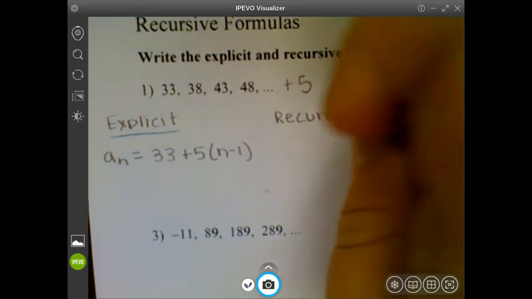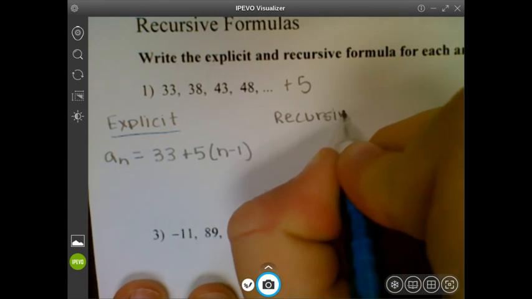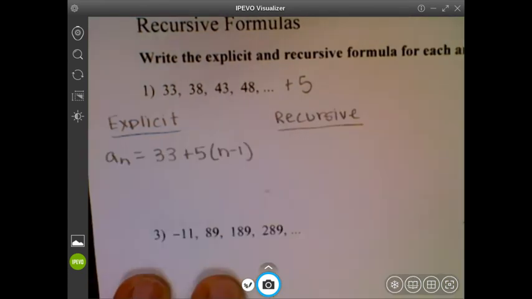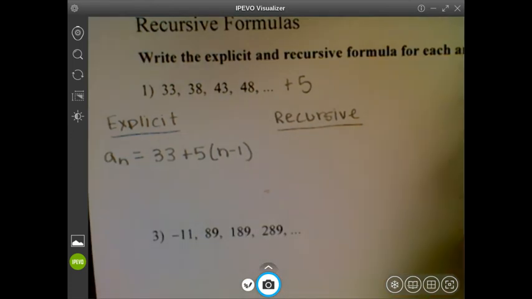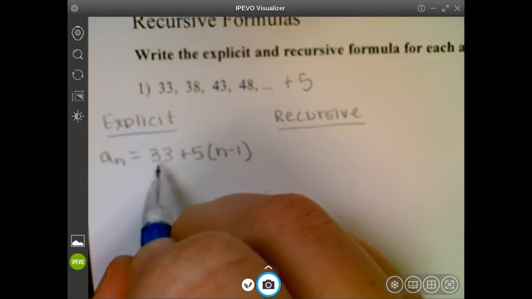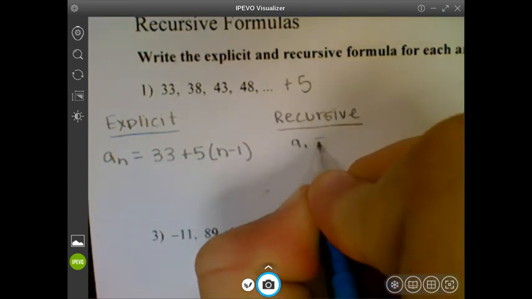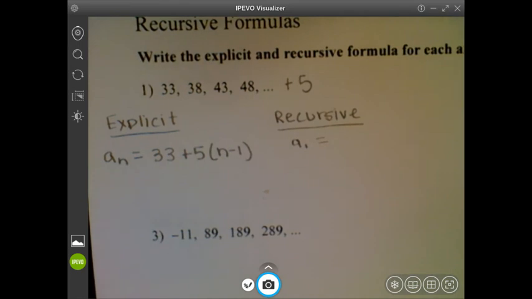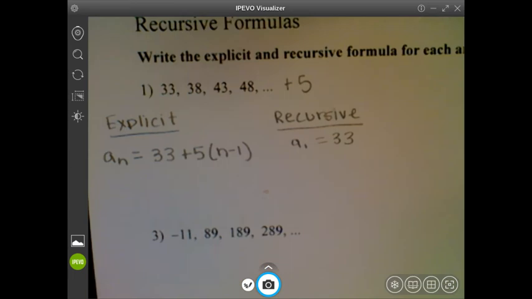For the recursive formula, it's a little bit different. The recursive formula has essentially all the same information as this one, but it comes in two parts. First, just like in the explicit, you have to say where this starts. You have to tell me at least one of the terms, because without one of them, I have no basis of knowing where we're starting. So we would say a sub 1 equals 33.